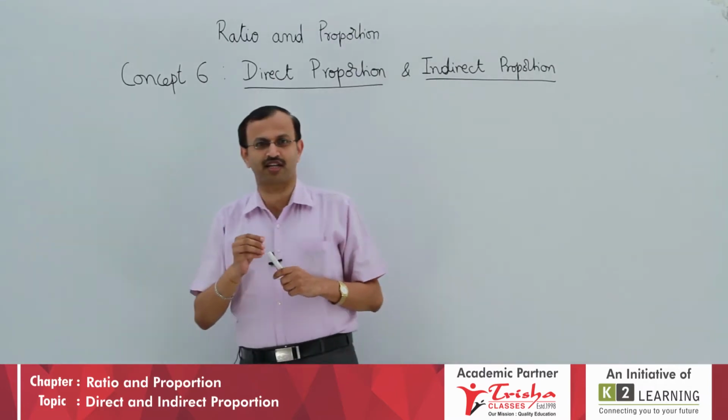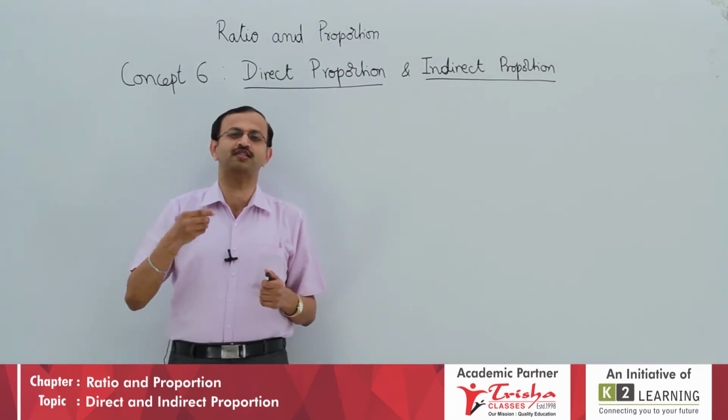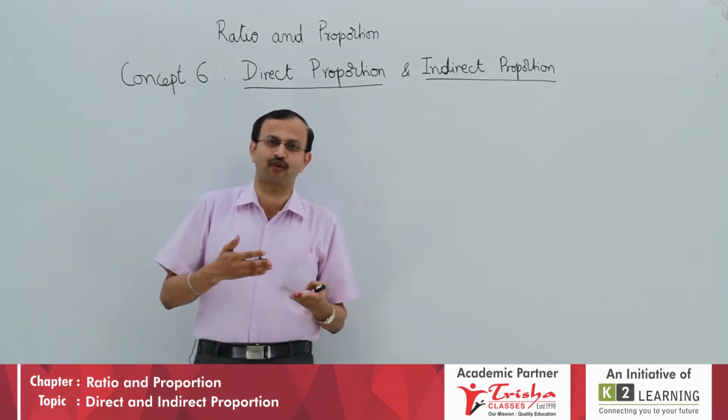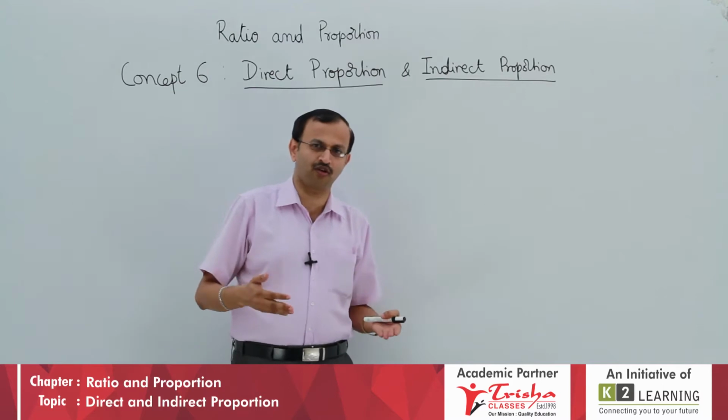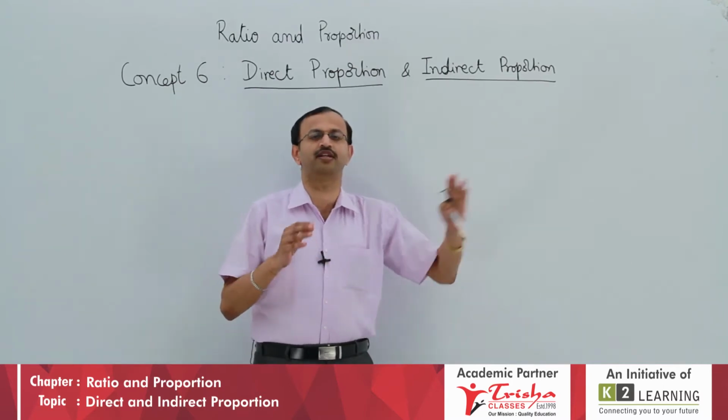Let us assume another interesting example for indirect proportion. Daily your walking speed is 5 km per hour. At what speed do you walk? 5 km per hour. If you walk at this speed, from home you reach the college in 30 minutes. 5 km per hour, 30 minutes you reach.